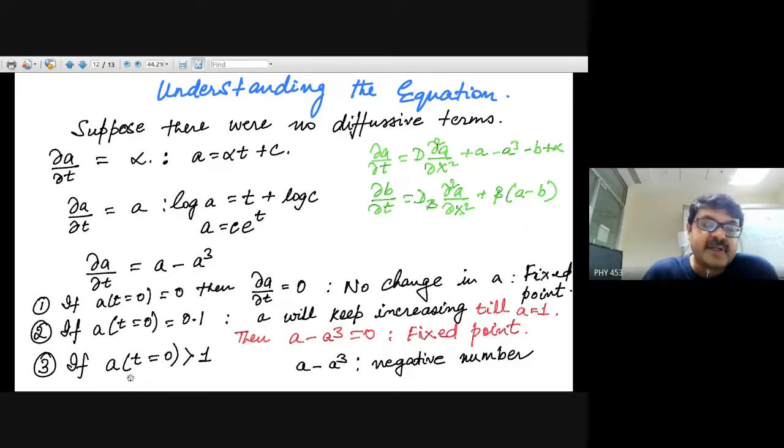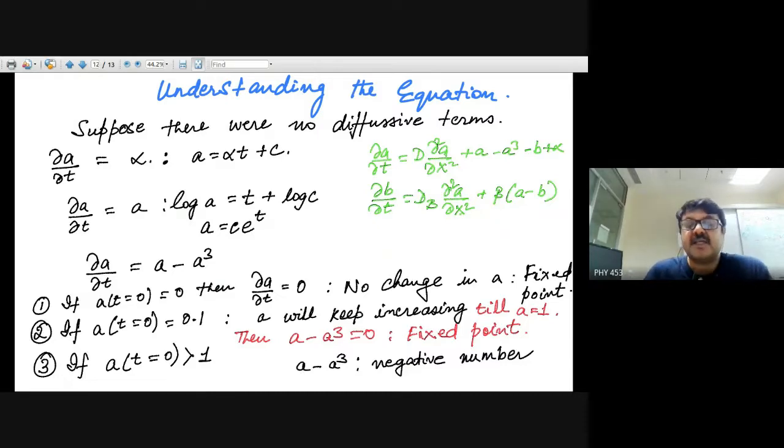Now, what would happen if A at time t equal to 0 was slightly greater than 1? Suppose this is 1.2 whole cube and this is 1.2, so it would be negative. So del A del T would be negative. The value of A would keep on decreasing till it reaches A equal to 1, because A minus A cube is going to be a negative number when A is greater than 1, but when it reaches A equal to 1, then it's going to remain there. It's not going to evolve anymore.